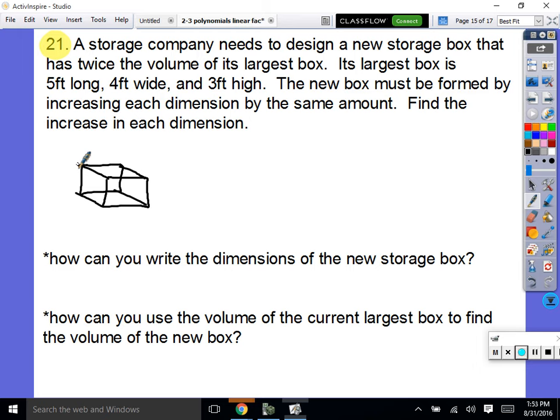Okay, so it says a storage company. Now this is like a real world problem. If any of you go on to be engineers, you could run into something like this. Your company could come to you and say, I need you to solve a problem for me. This is a very good example.